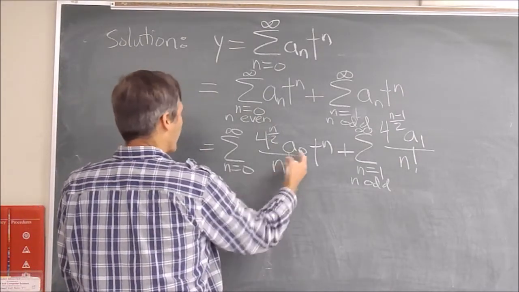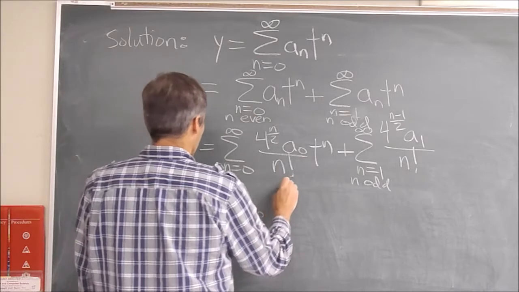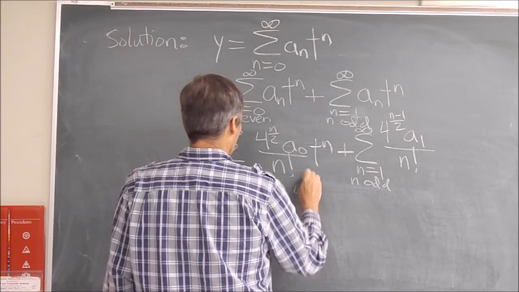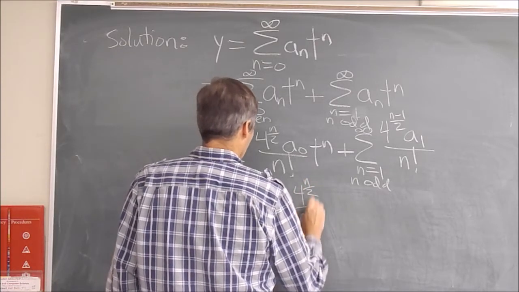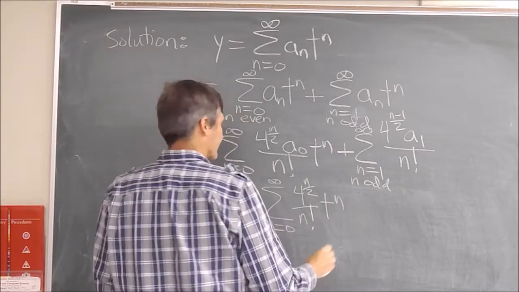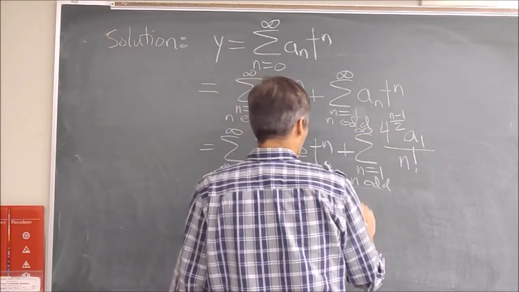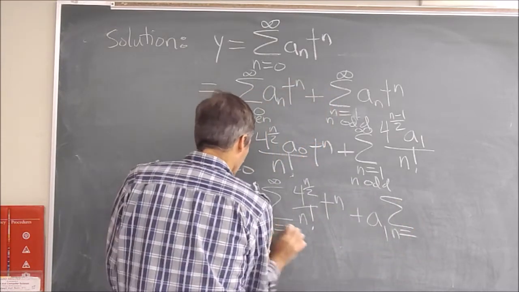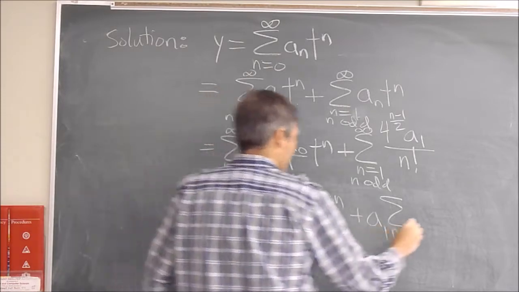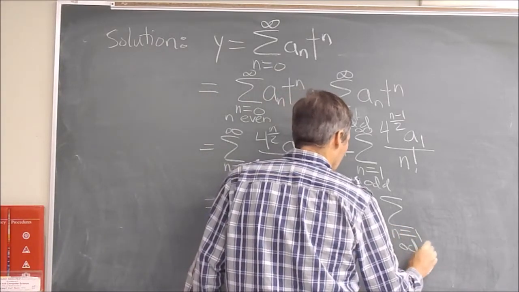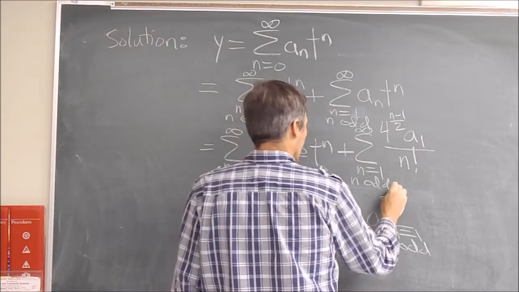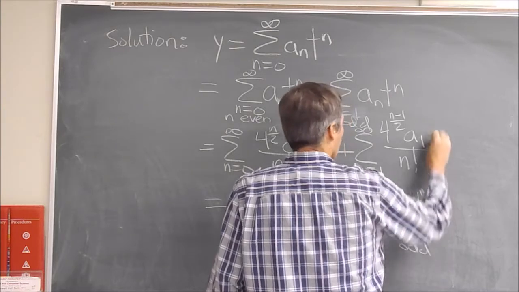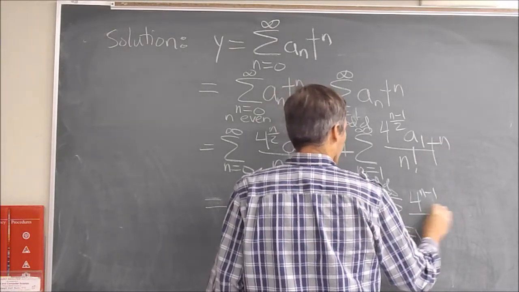But here's how you can show it. Pull a0 out of this one, right? You can pull a constant out. This is sum n equals 0 to infinity, 4 to the n over 2 over n factorial, t to the n. This one you can pull a1 out. It's just a constant. So you pull constants out of these series. And this is n equals 0 to infinity, n even, right? This is n equals 1 to infinity, n odd. Four to the (n minus 1) over 2. I forgot my t to the n here. t to the n over n factorial.